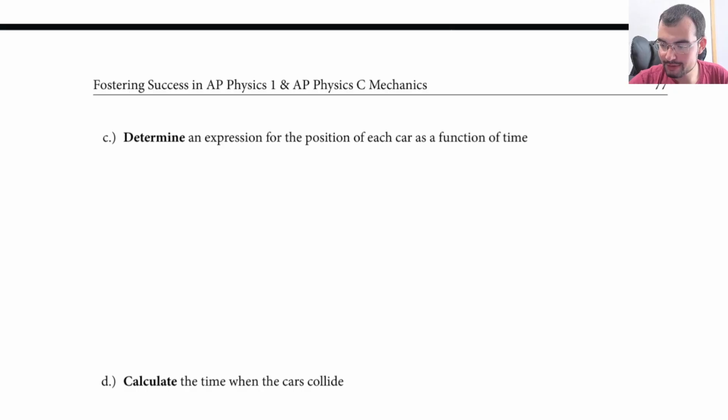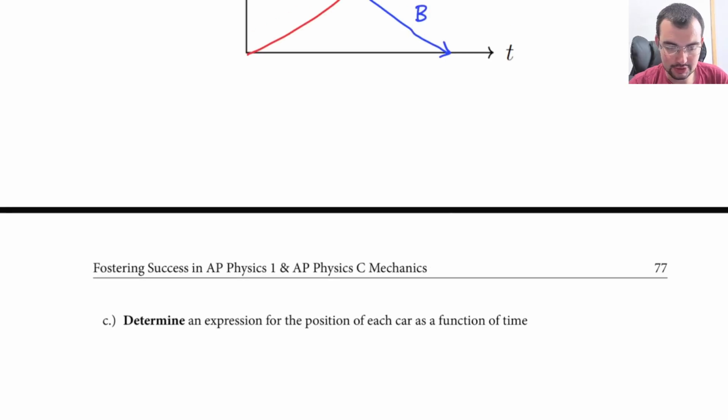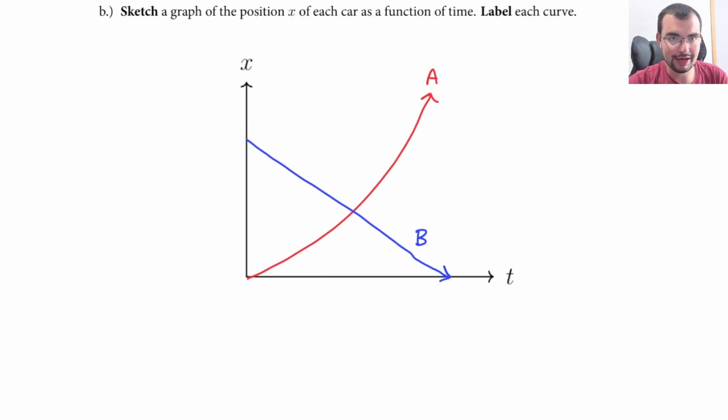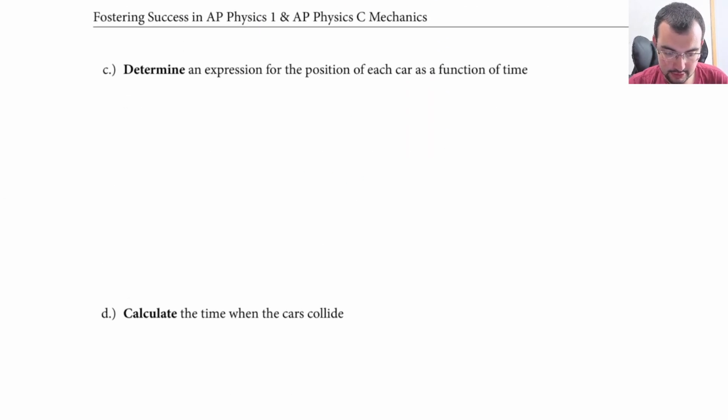So now we're going to just make a function that models each of these. So notice we're expecting A to be quadratic and B to be linear with negative slope. So our general form, we said, looks like x equals 1/2 at squared plus v0t plus x0. That's just our first kinematics.